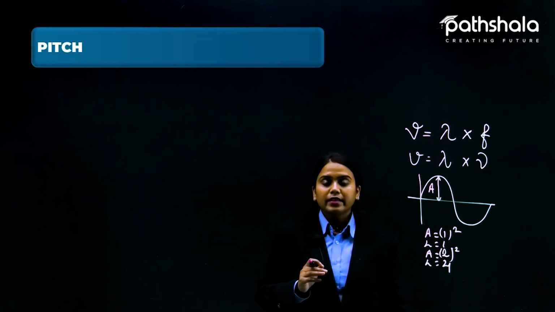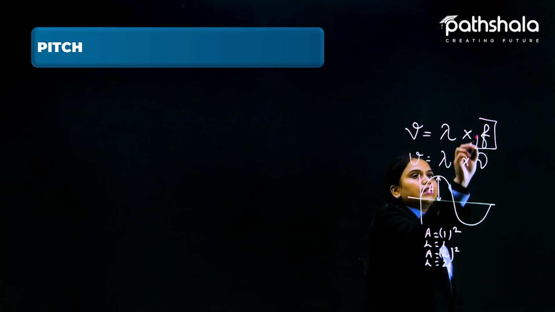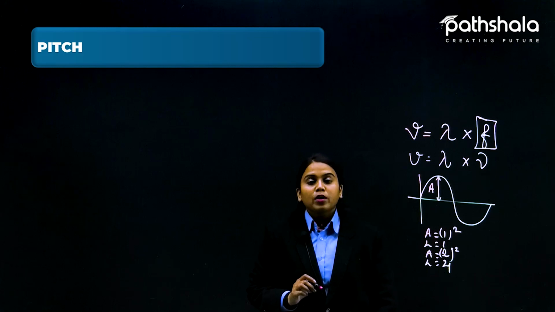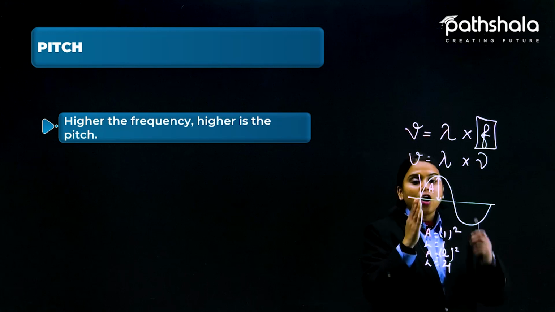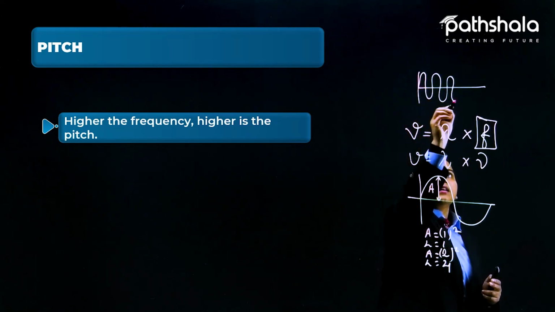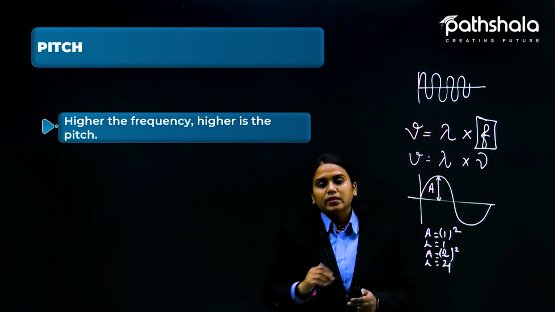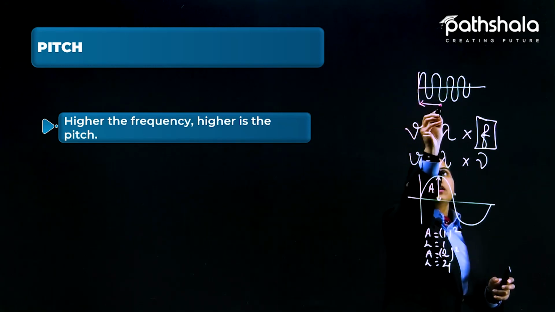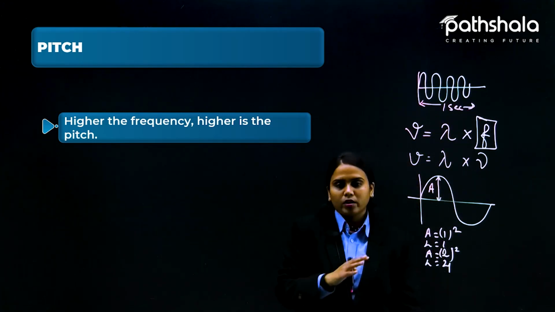Now let us see a different thing, that is pitch. As I have told you, pitch depends on the frequency of any sound. And what is frequency? Frequency is how many oscillations have been done in 1 second. Like here in this case 1, 2, 3, 4. So 4 is the frequency for this case. If we take this time period from here to here as 1 second, we can say that the frequency is 4 here.